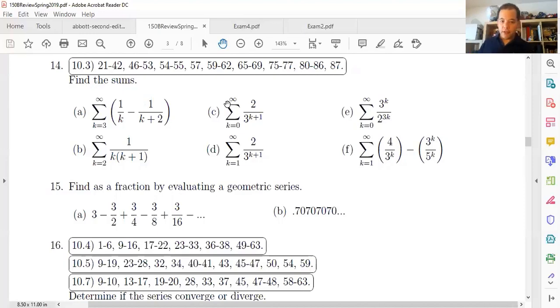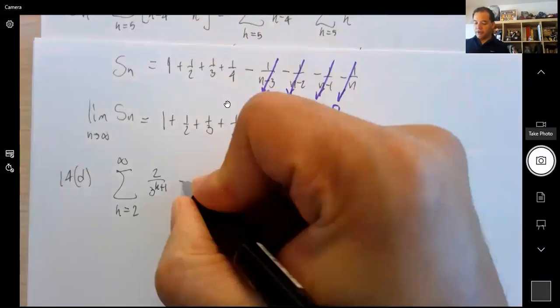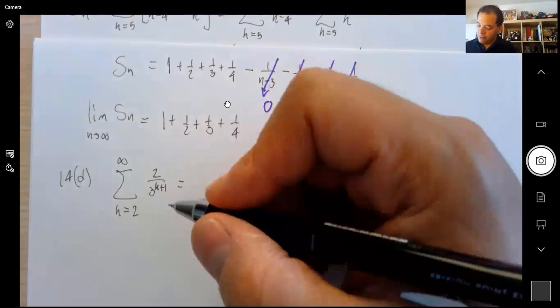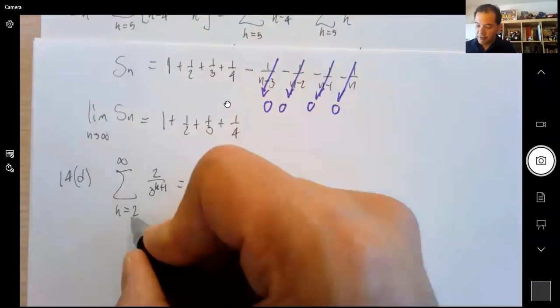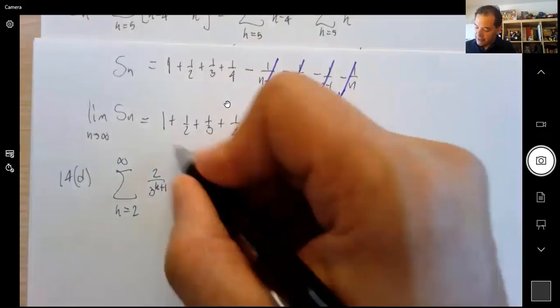So for D, we have a sum. I'll modify it a little bit so that you get to appreciate what happens. So I'm going to start it at 2. From 2 to infinity, 2 over 3 to the k plus 1. So you should make it look like it's a geometric series. And the key is to make it a geometric series that starts at 0, right? That's the key.